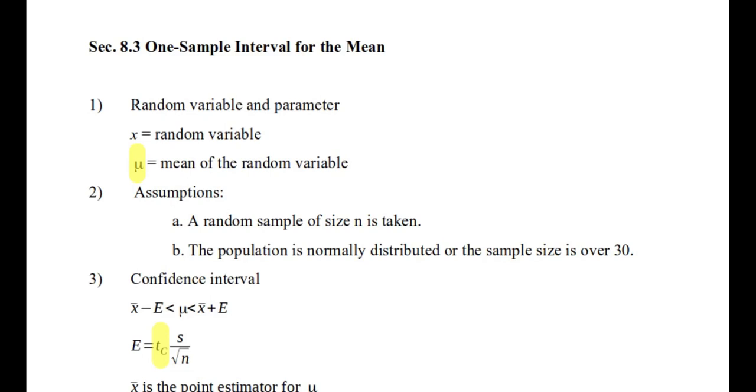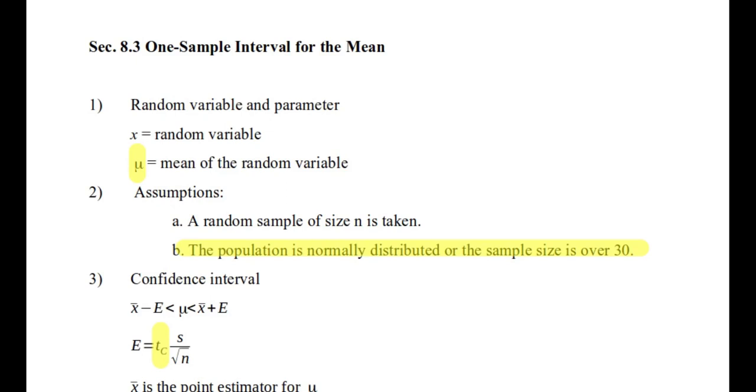So the first, exactly what you'd expect, a random sample of size n is taken. And the second, one of two cases, or maybe even 3: the population is known to be normally distributed. So we might be told that it's normally distributed, or we might actually have to do some of the tests we learned to show that it's normally distributed. Or the sample size can be over 30. So that's probably exactly what you were expecting.